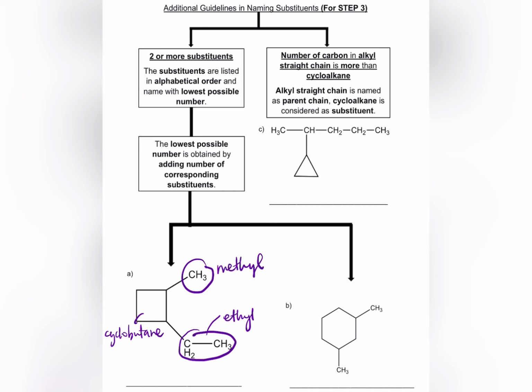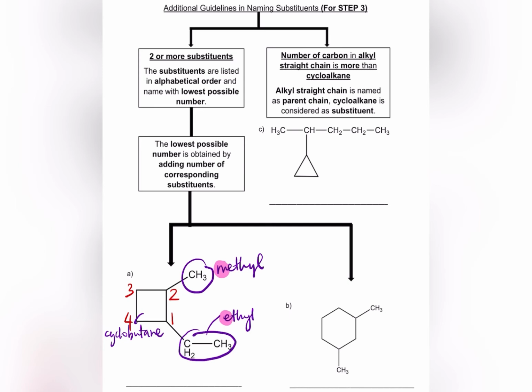So between ethyl and methyl, in alphabetical order, I'm going to start with E first, followed by M. So how do I put the numbering for this case? My numbering for the first carbon will be at the position of the carbon that has the ethyl group, because E comes first. So this is going to be my first carbon, followed by methyl, second carbon, and then go anti-clockwise. So this is how you want to give the numbering for this kind of example.